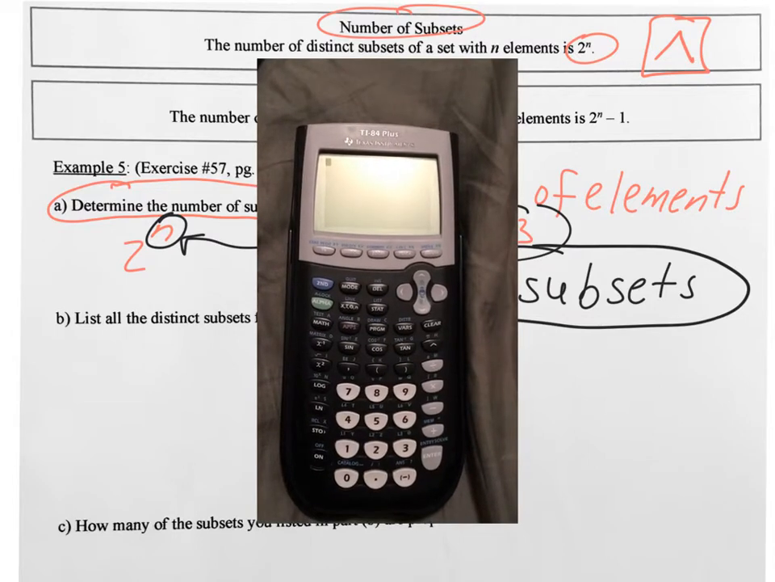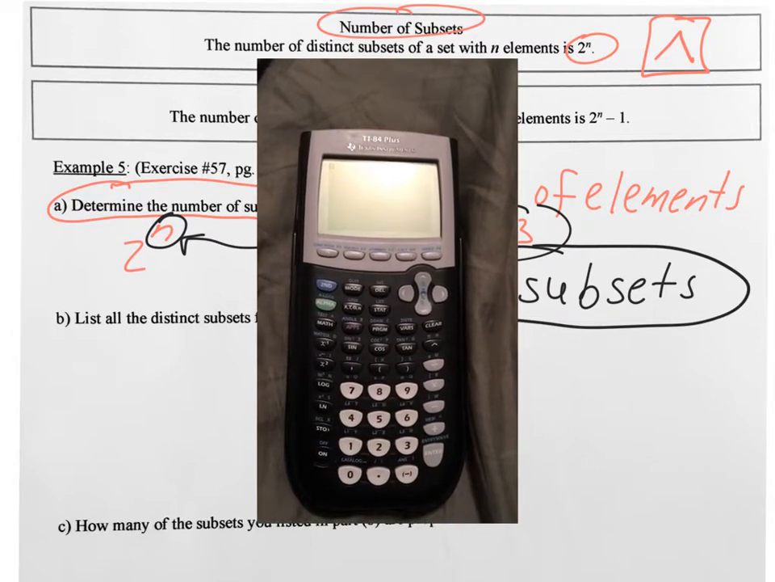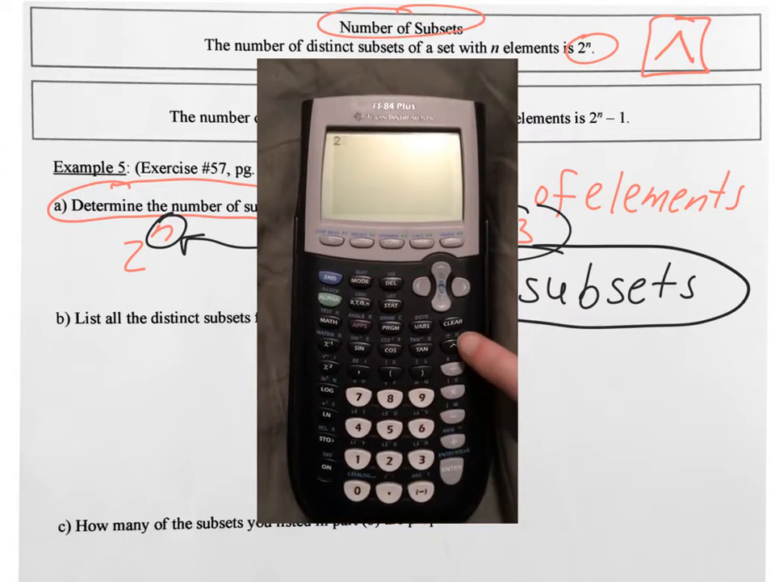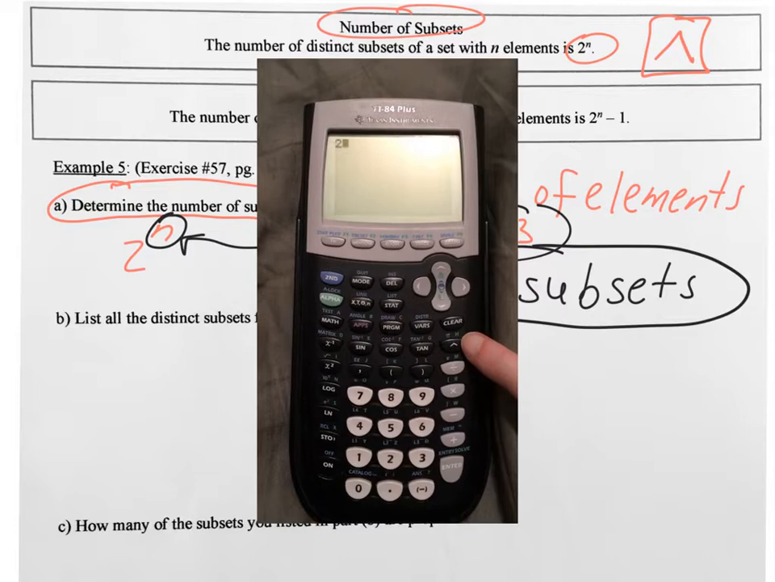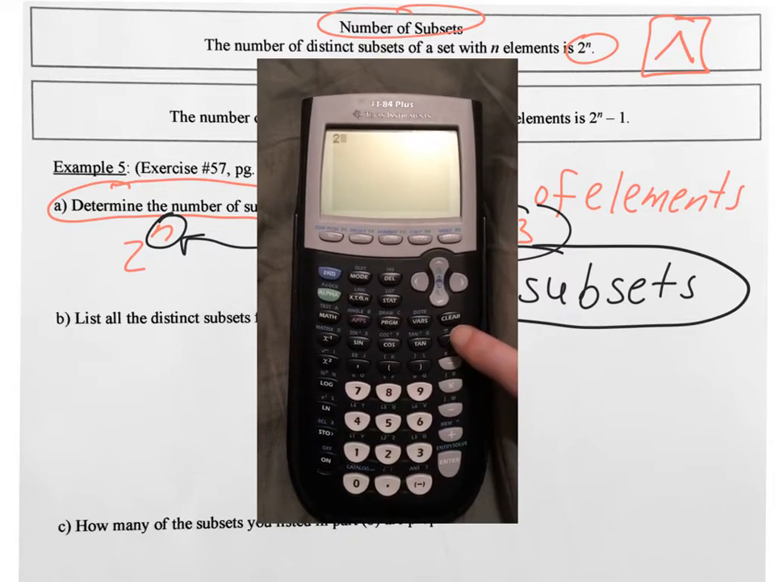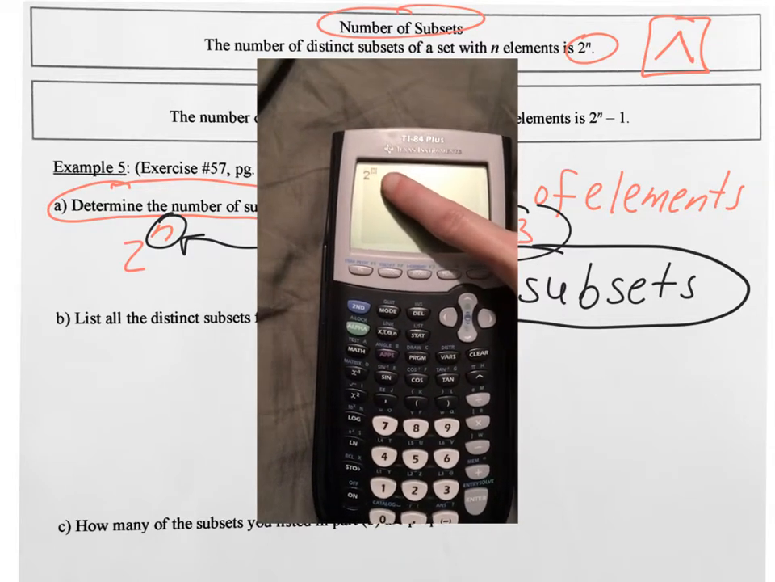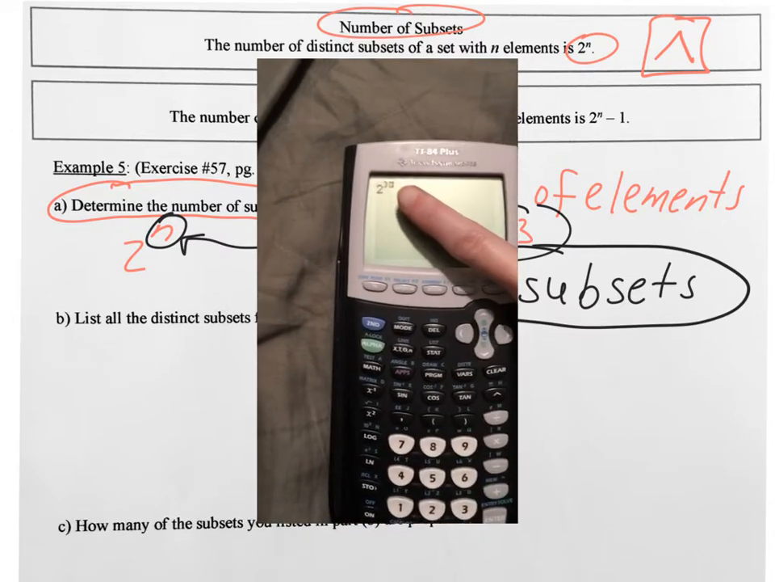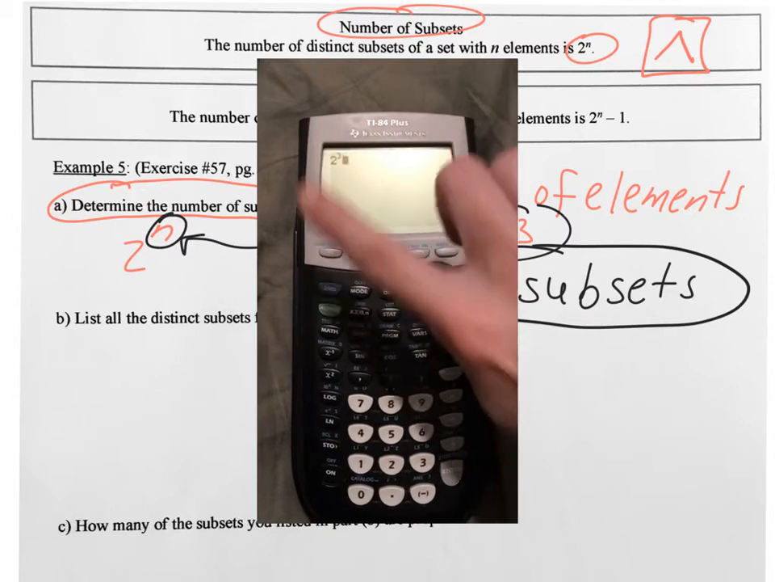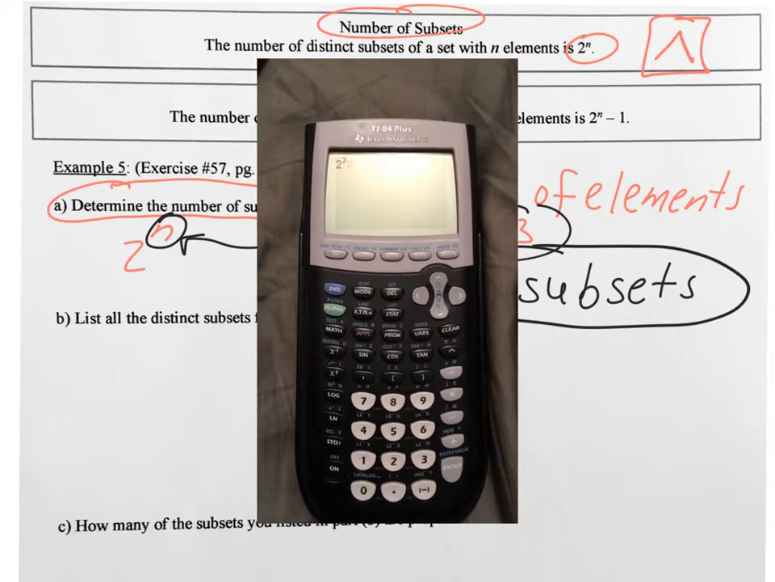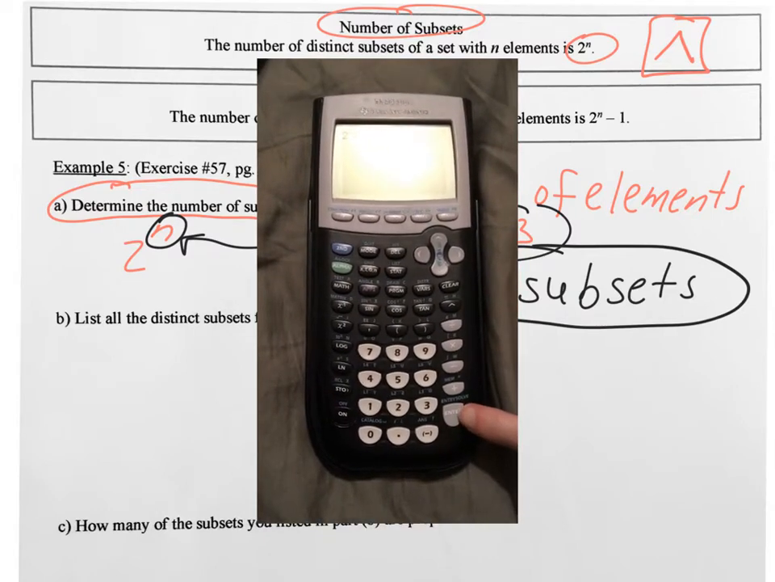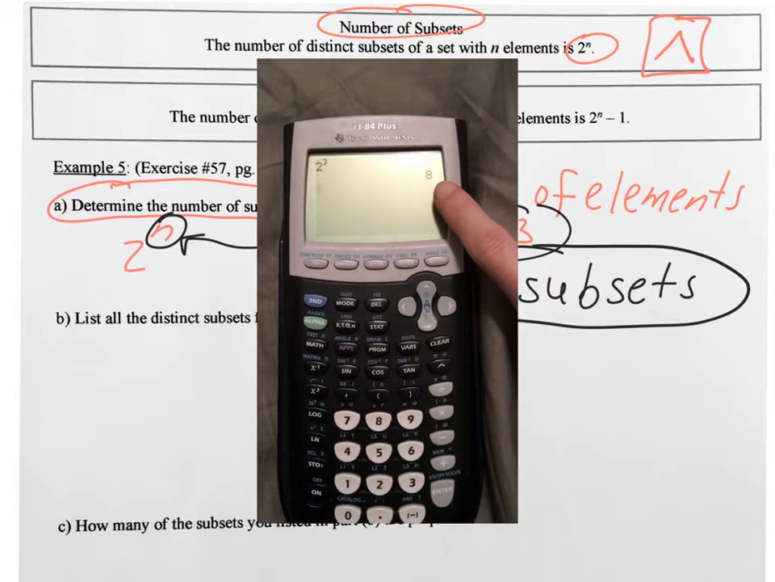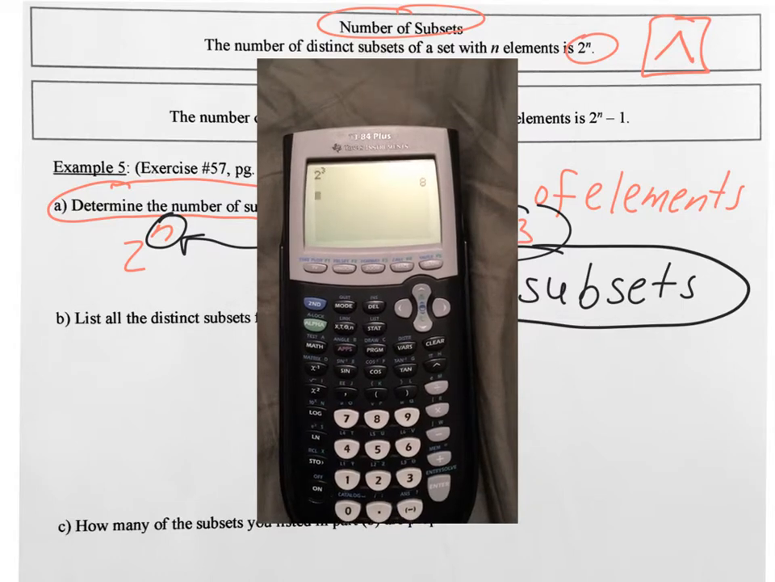To make the calculator do it, on the graphing calculator, I would put the 2 in first. My caret, my exponent, is right here. It's right above the division key, so I hit the up arrow. And then the exponent was 3. Use the right arrow key to move your cursor back down to ground level. And we use enter for equals, which is on the bottom right corner. And voila, there's that 8 for the final answer.